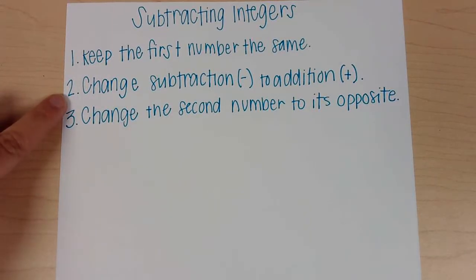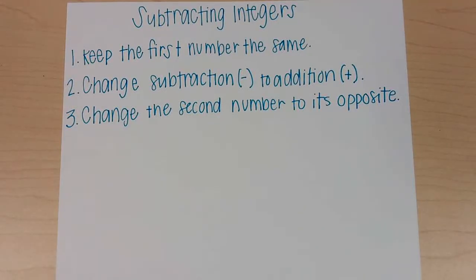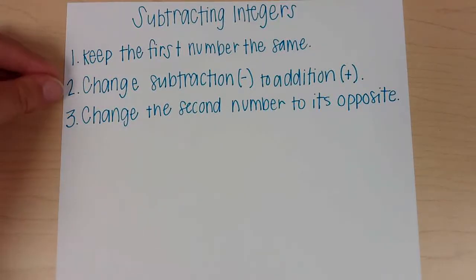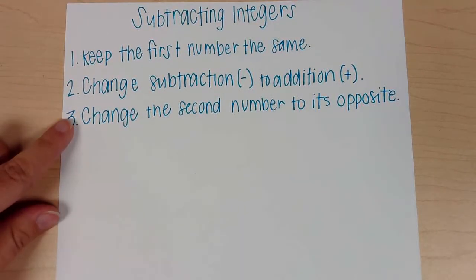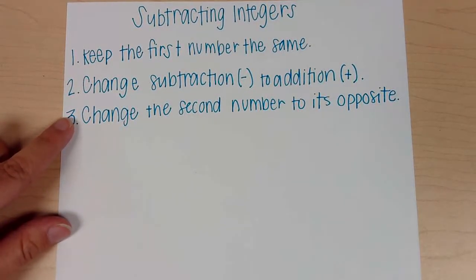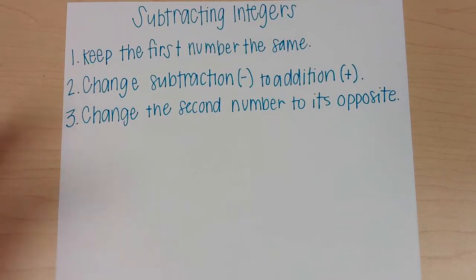Step 2 is to change your subtraction to addition. We know the rules of addition, so we make our lives a little bit easier by taking our subtraction problem and turning it to addition. Then the third step is to change your second number to the opposite. So if you have -2, you make it +2. And then from there, you use your addition rules and add.